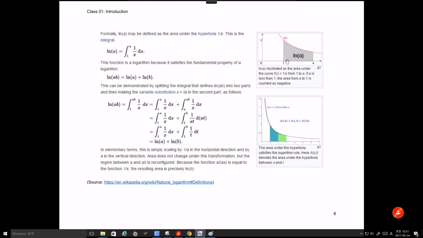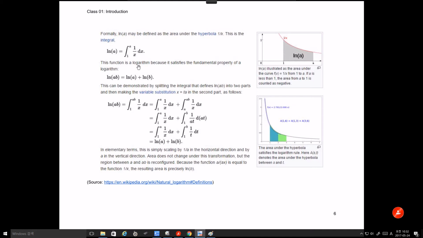1 over x, so this area, from 1 to a, basically the size of this area, is ln a, log a. So if instead of a, you put e to the power of x, then the size is simply x, right? And this is the same as our previous discussion.